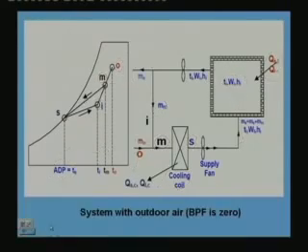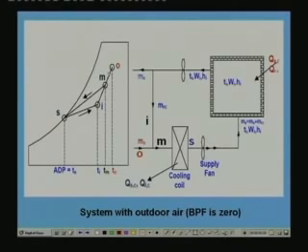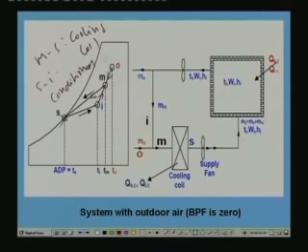So, on the psychrometric chart, the process looks like this. Outdoor and indoor airs are mixed, then this mixed air flows to the cooling coil. So, process MS is what happens in the cooling coil. And at this point it enters the conditioned space. So, process SI is what happens in the conditioned space, right.